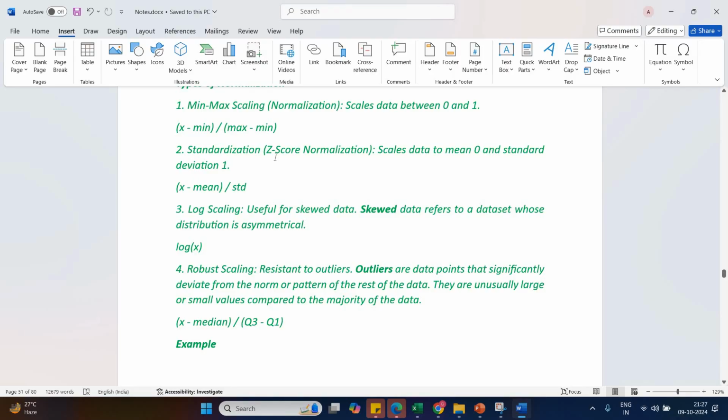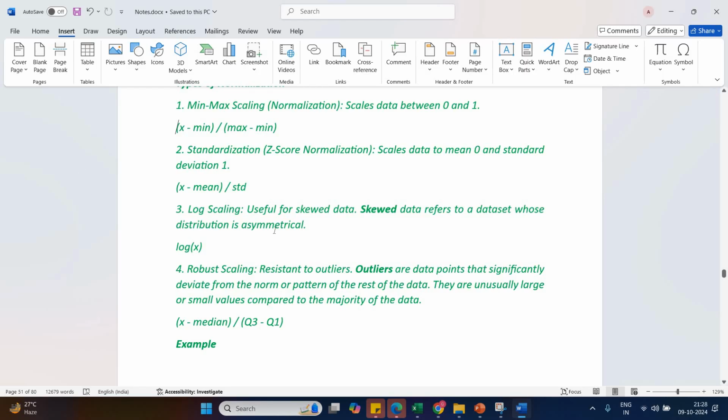Similarly, standardization is there, which is known as Z score normalization. You use Z score normalization when you want to scale your data to mean 0 and standard deviation 1. All these are mathematical terms, I'm not going to explain them here. It's like (x minus mean) divided by standard deviation. All these you can calculate for your data. These things are already done by your Python packages, you don't need to worry about that. Keras, pandas, TensorFlow, they are all capable of doing these things.